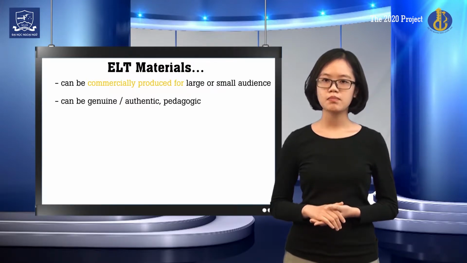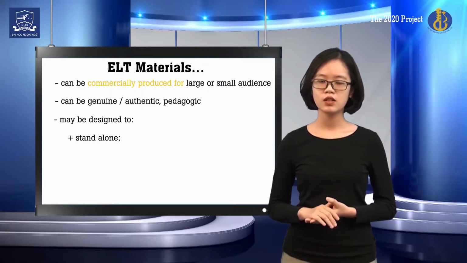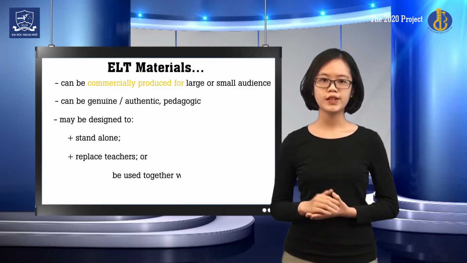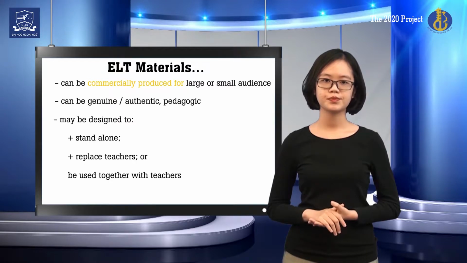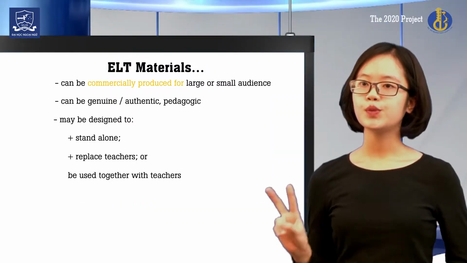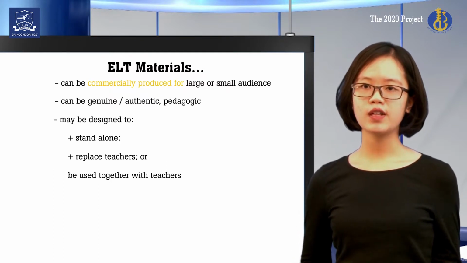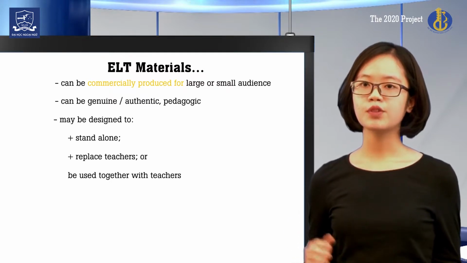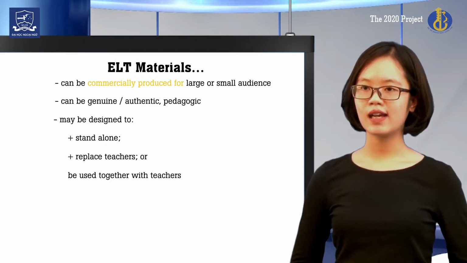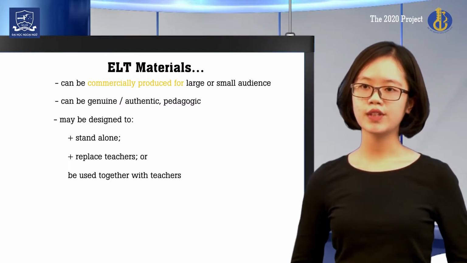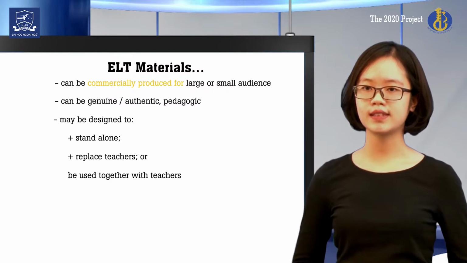ELT materials may be designed to stand alone, replace teachers, or be used together with teachers. There are two kinds of materials: content materials for data and information sources, and process materials for guidelines for learners' use of communicative knowledge and abilities.